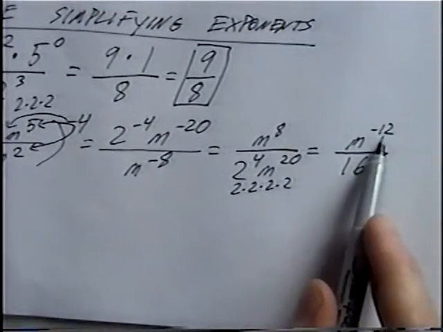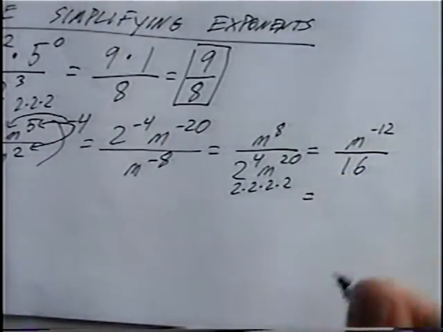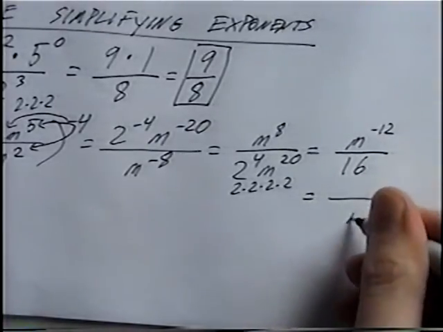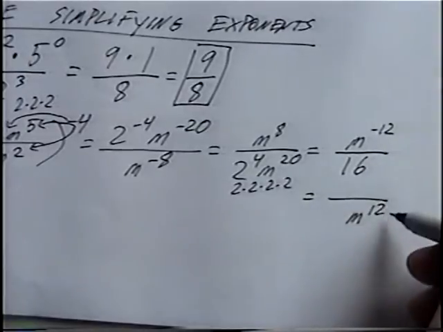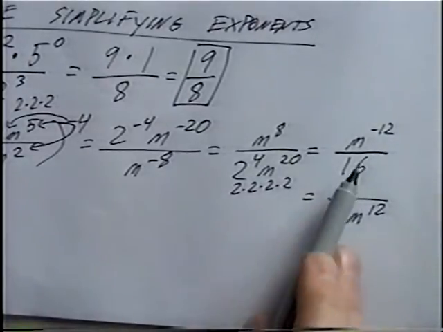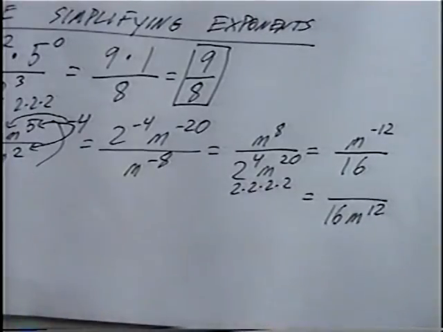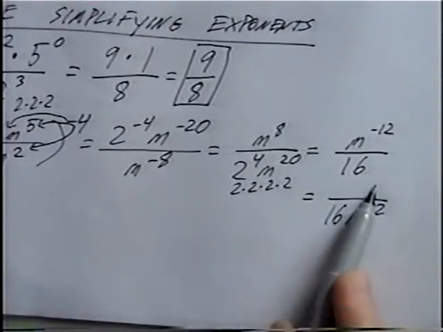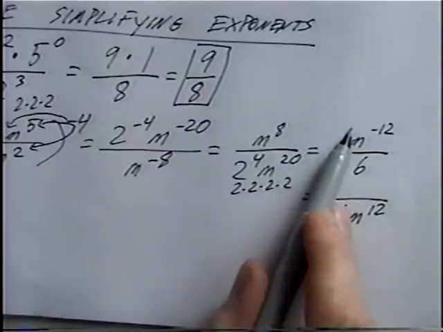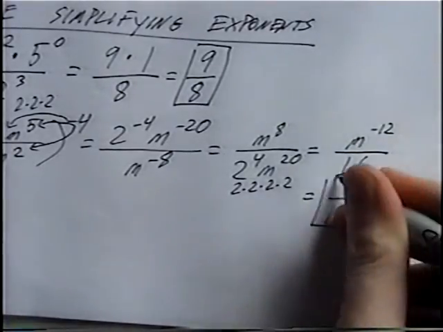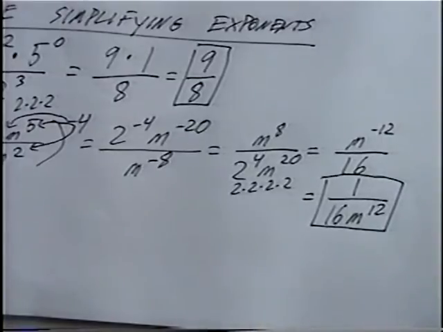Last part of the question, we have a negative exponent. Negative exponents in the numerator go to the bottom of the fraction and become positive. The 16 stays in the denominator. It does not have a negative exponent. The numerator or top of the fraction, there's an imaginary 1 in front of the m. So your final answer would be 1 over 16 m to the 12th.